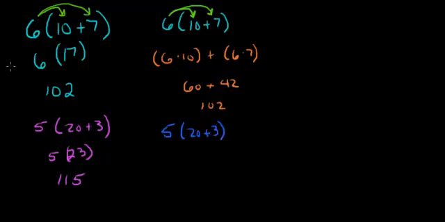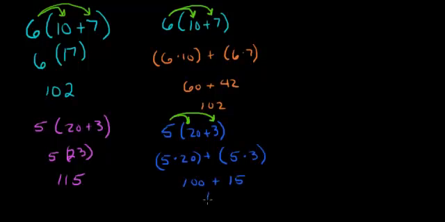is by using that distributive property again and multiplying 5 times each of the terms inside the parentheses. So I take 5 times 20 plus 5 times 3. 5 times 20 is 100, plus 15, 115. So we arrive at the same answer. It's just two different ways of solving the problem.